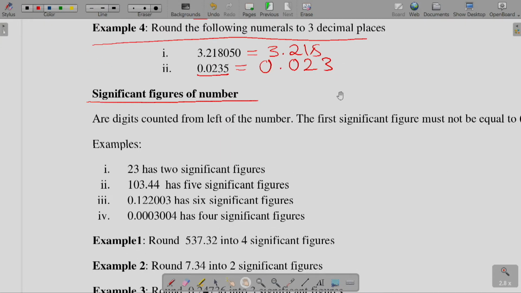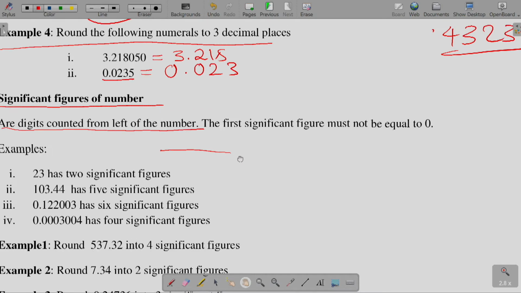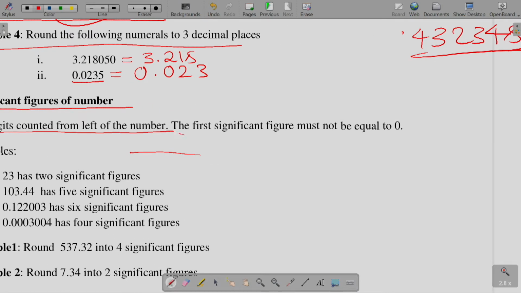First, let's define what significant figures are. Significant figures are digits counted from the left of the number. And always, the first significant figure must not be equal to 0.